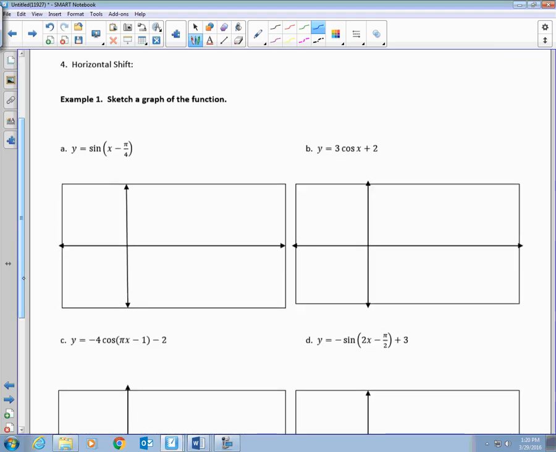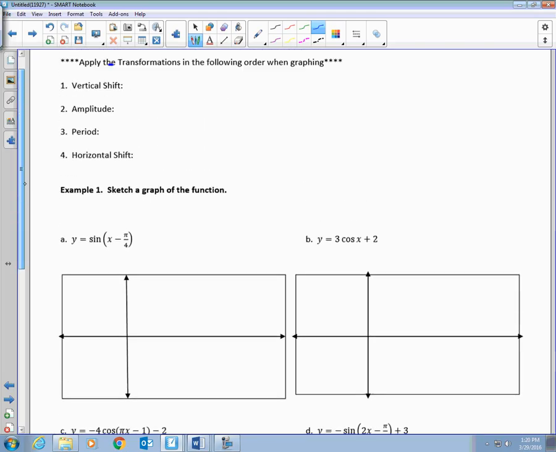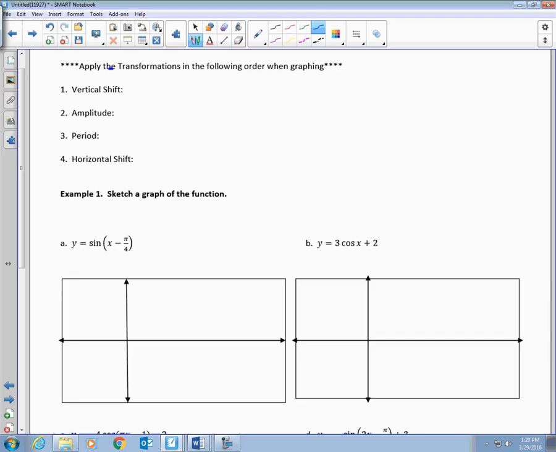So we're going to start with example B. When I look to graph these, instead of starting with the amplitude, I actually start with the vertical shift. Then I do the amplitude and the period. I do the horizontal shift last. So start in that order. The vertical shift is going to be the number that's added or subtracted onto the end. So what is the vertical shift in this scenario?